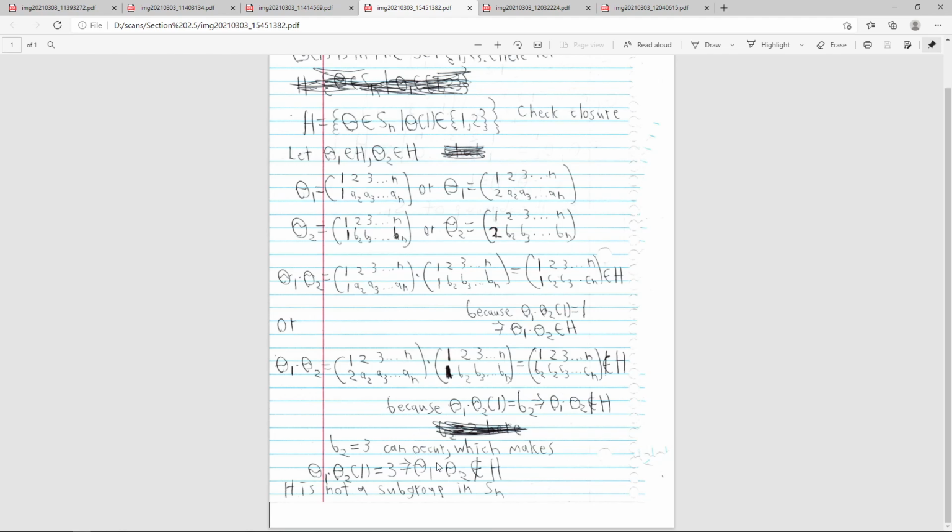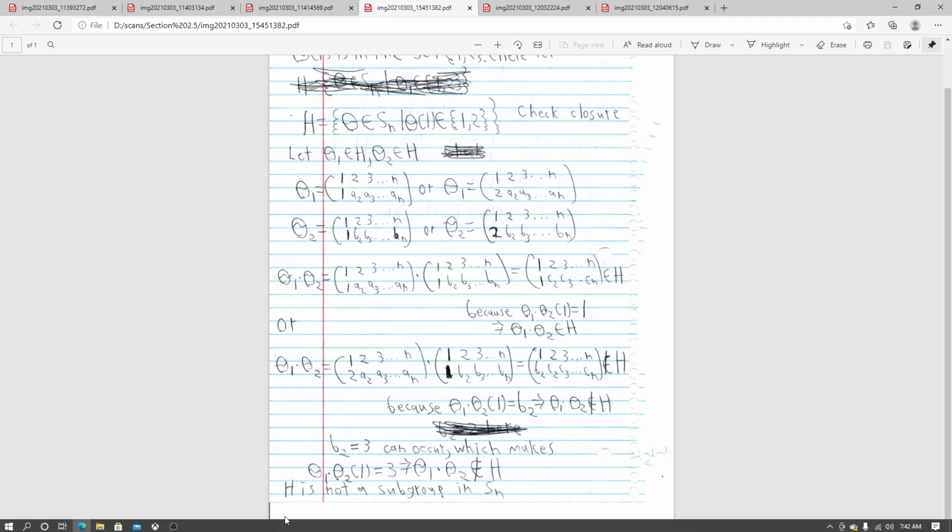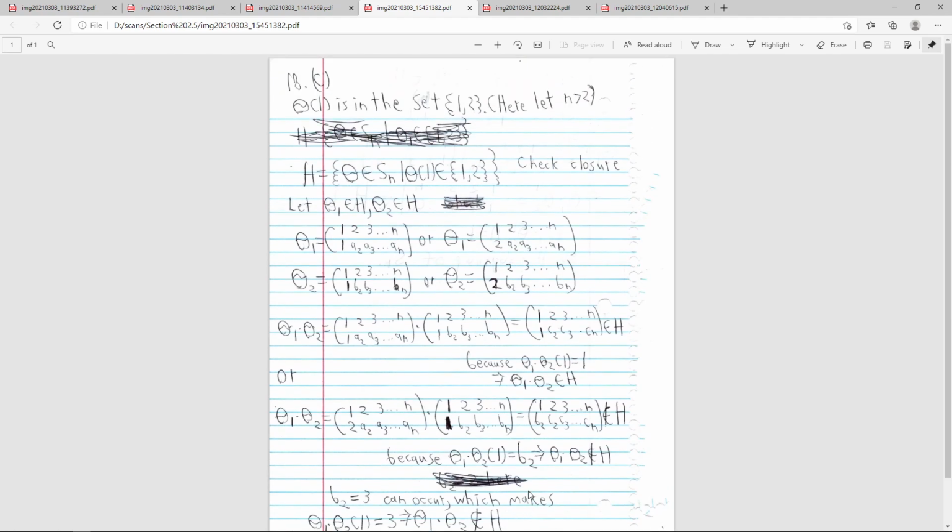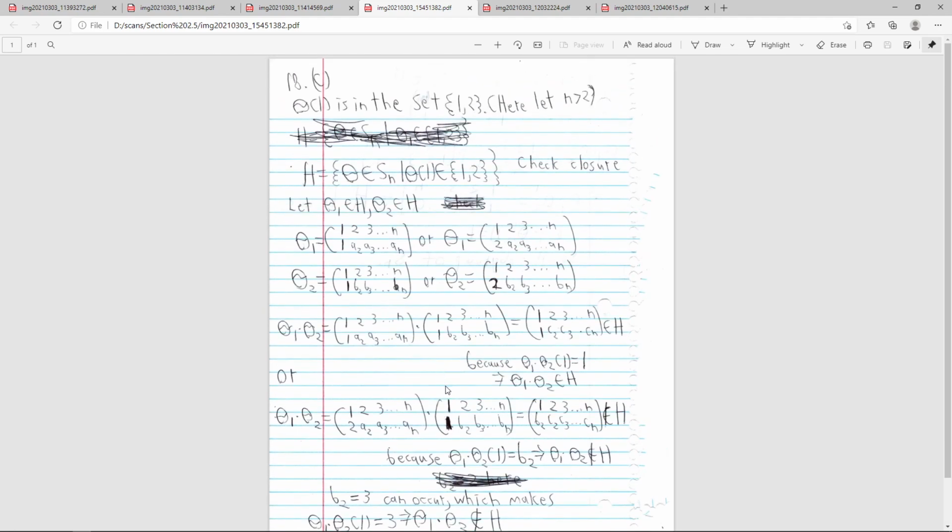It doesn't have to. So B2 equals 3 can occur, which makes theta 1 times theta 2 send 1 to 3, which implies that theta 1 times theta 2 is not included in H. H is not a subgroup of Sn then, because closure has not been satisfied. So there's no closure, and therefore you can't even worry about the inverse property, as this group fails already.